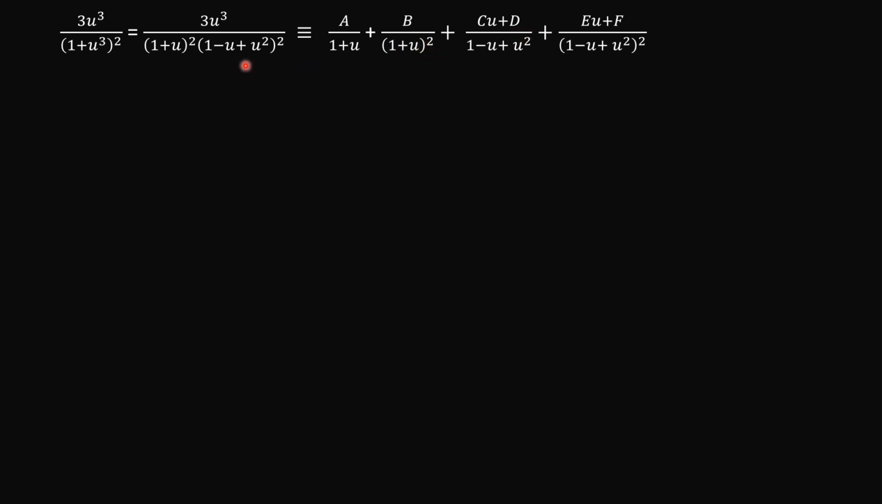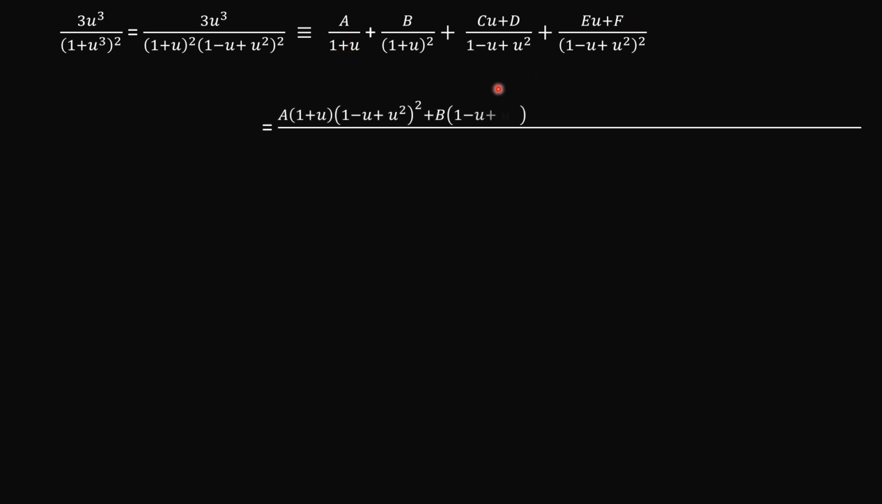And then since 1 minus u plus u squared is also repeated, we would begin with, first in the numerator, a polynomial 1 degree less than the denominator, Cu plus D over 1 minus u plus u squared. And then for the repeated term, Eu plus F over 1 minus u plus u squared, squared. So we can now again try to recombine the denominator, and then we multiply the appropriate polynomials to each constant as shown here.